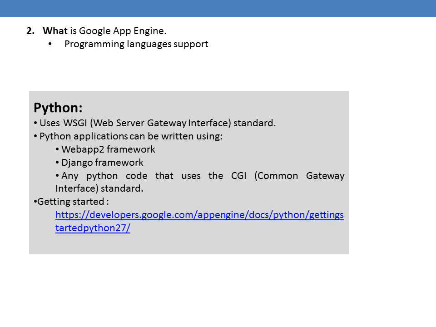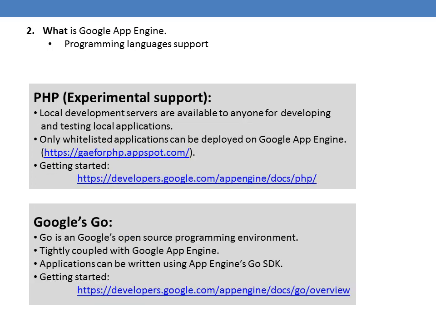Maybe Python programming, as App Engine supports Python programming also. WSGI, the web server gateway interface standard. Python applications can be written using the webapp2 framework, Django framework, or any Python code that uses the CGI, common gateway interface standard. Getting started by this URL. After Python, PHP and Google's Go, which look like the same programming language supports.